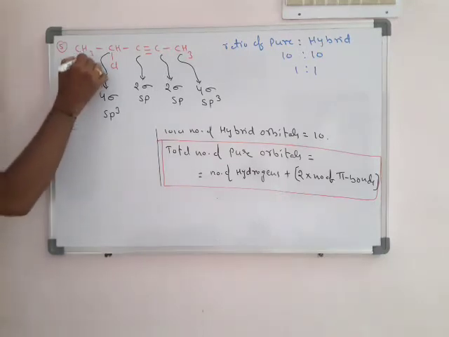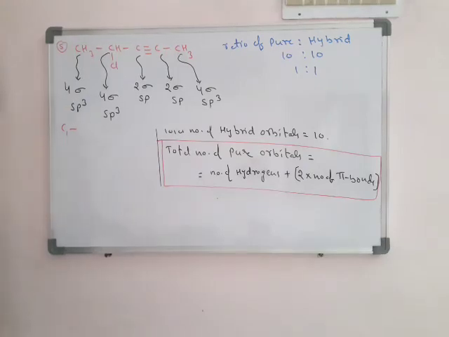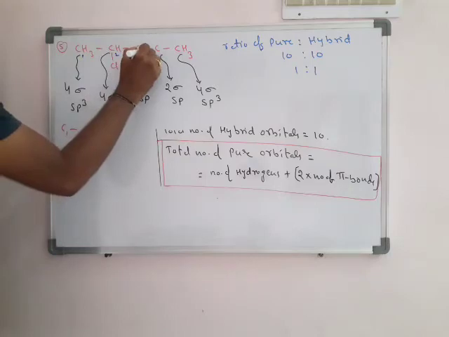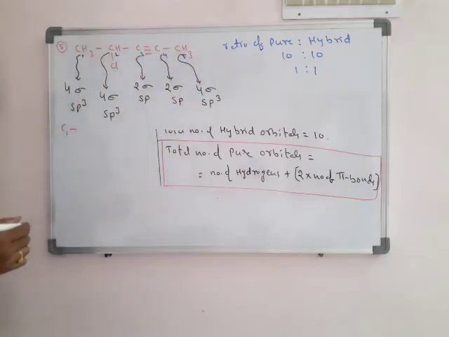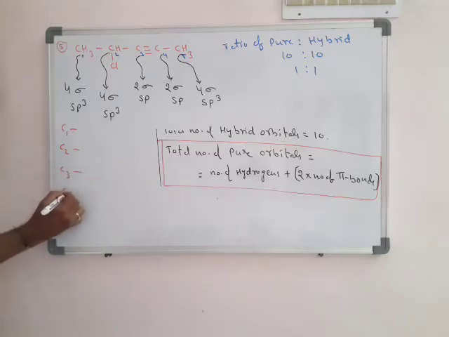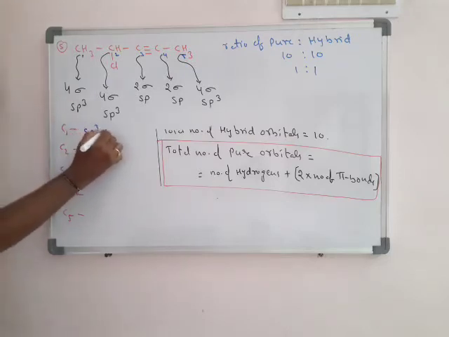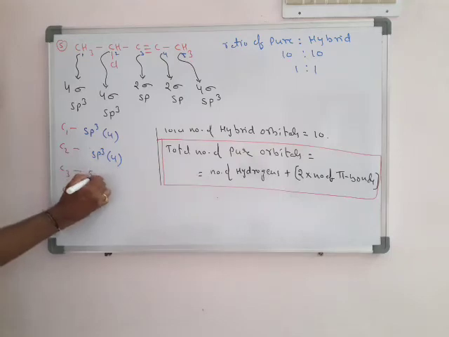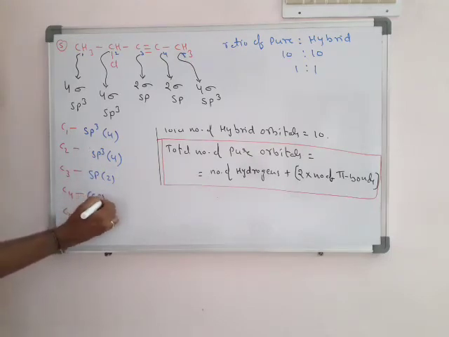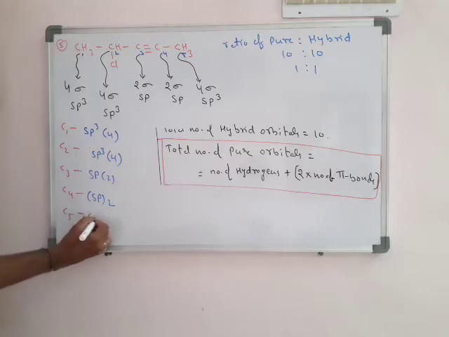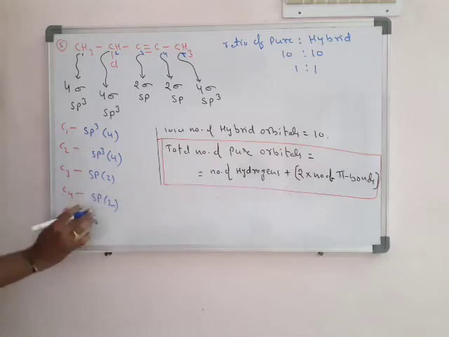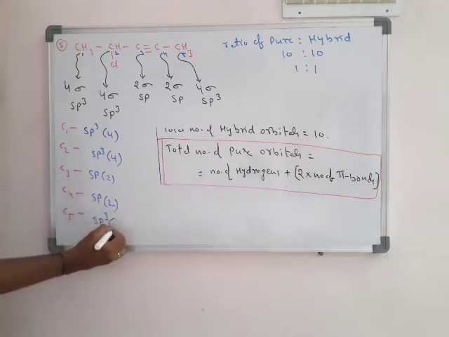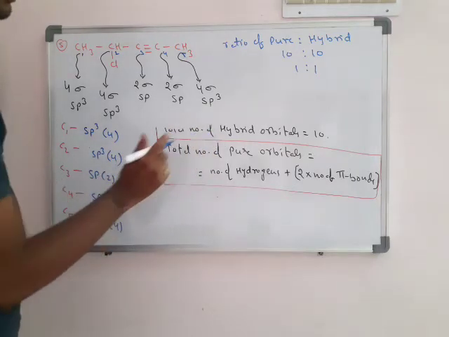There is a first carbon, second, third, fourth, fifth; here 5 carbons are present. What is the first carbon's hybridization? sp3, meaning 4 sigma bonds, so C2 is also sp3, with 4 sigma bonds. Next, the third carbon is sp, with only 2 sigma bonds, so the fourth carbon is also sp. What is our fifth carbon? It is sp3, so it has 4 sigma bonds.